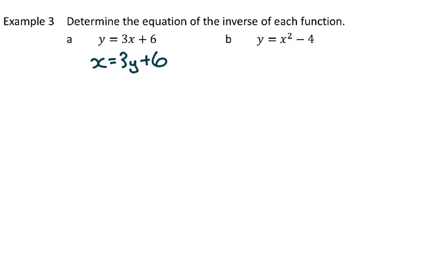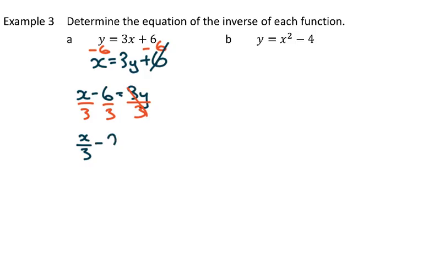So on the right side there, I'm going to subtract 6. So we get x minus 6 equals 3y. Divide everything by 3. Simplifying what I can, x over 3 does not simplify. Minus 6 over 3 does, that becomes 2. And that equals y. That is the inverse function, the inverse equation of what I gave you.